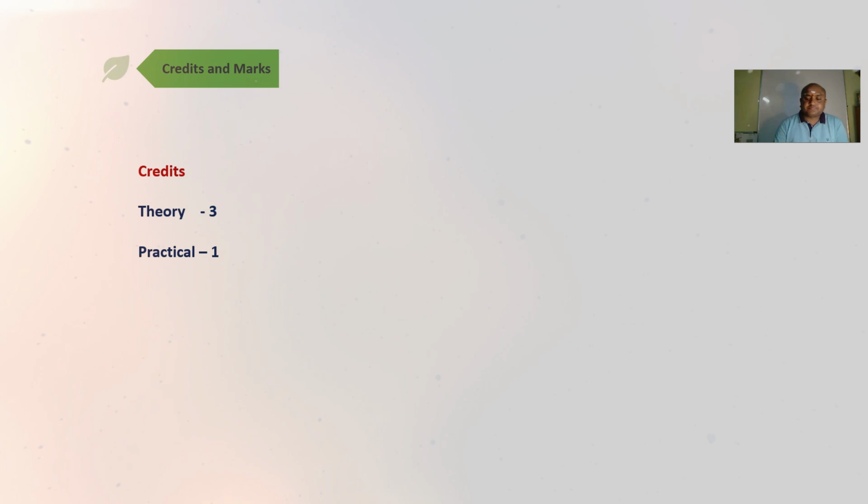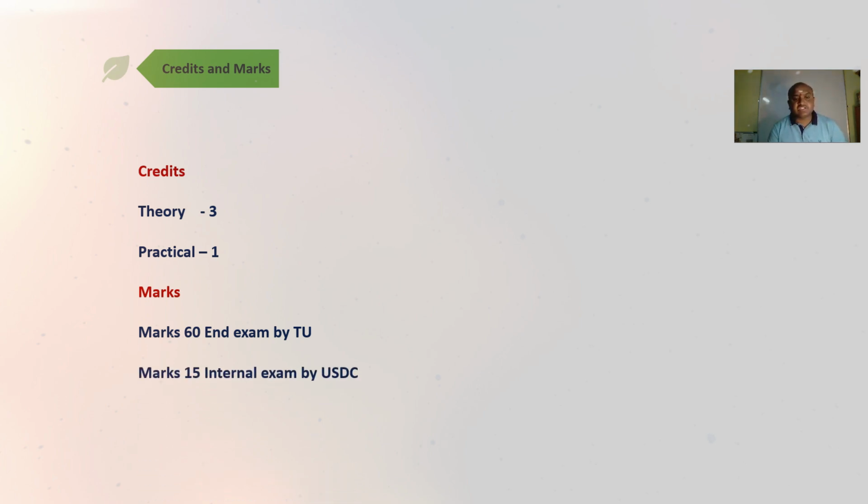Then next, coming to the marks, there are 60 marks in the end examinations conducted by the university, and there are around 40 internal marks, including practicals, 25. For theory, only 15 internal marks by your college, Ushodaya Degree College. Practical marks are 25 marks. That also is in your faculty's hand, that is mine. So, totally 60 plus 40, 100 marks paper.